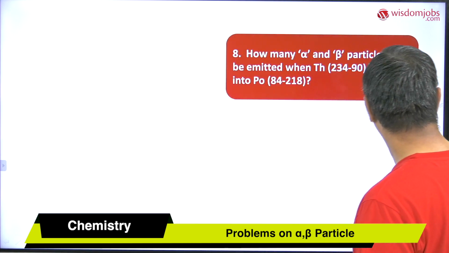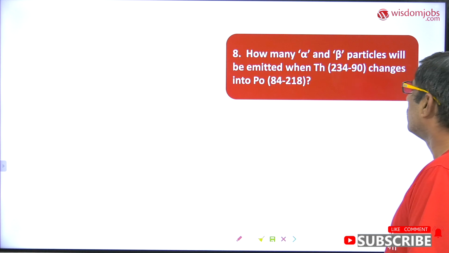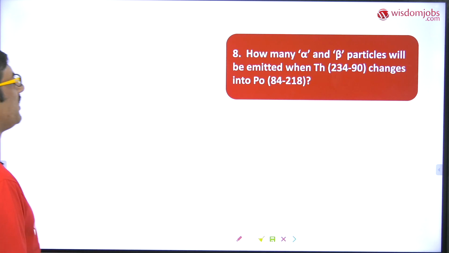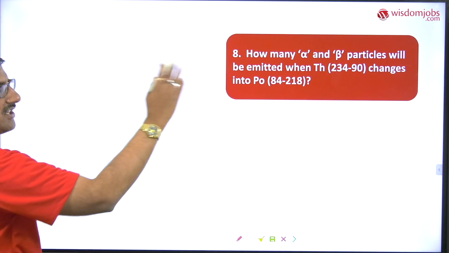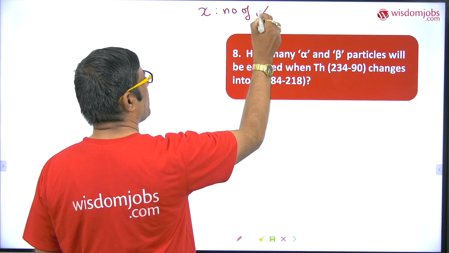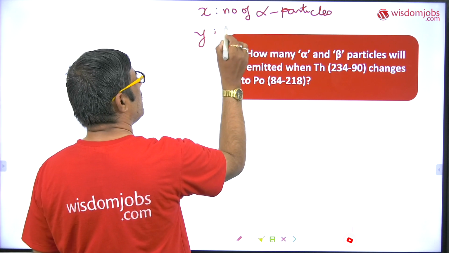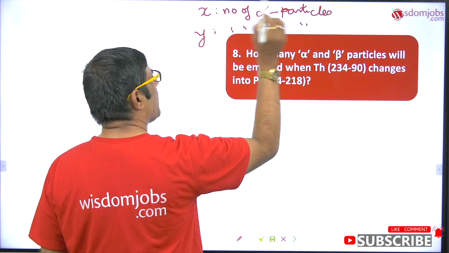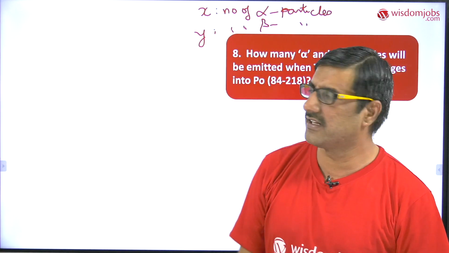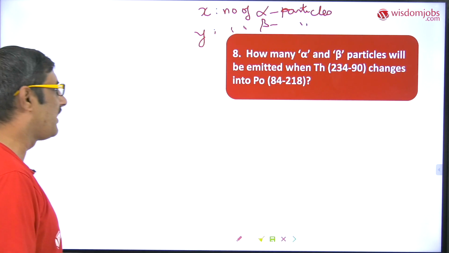Now let us work out one more problem, which is the last problem for this particular topic. How many alpha particles and beta particles are emitted when thorium 234-90 changes to polonium 84-218? Okay, now simple. I'll go for this same disintegration equation, and let me take X to be the number of alpha particles, and Y be the number of beta particles. So if I am taking it in such a way, then let us write the disintegration equation.